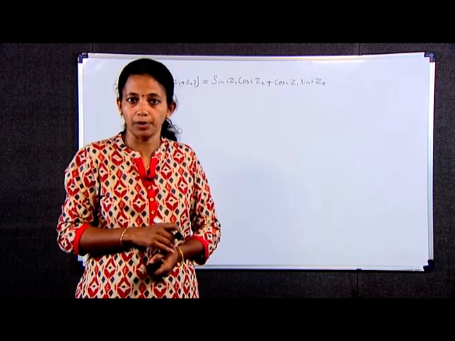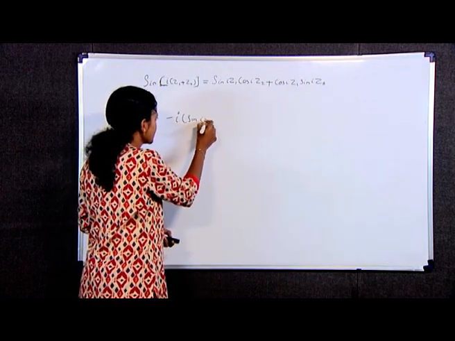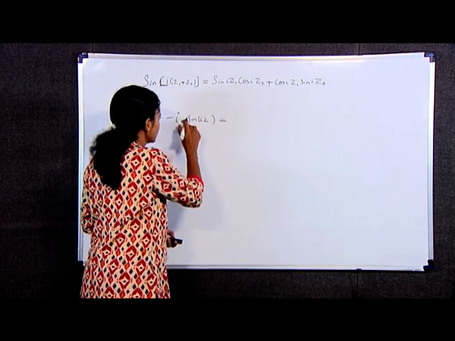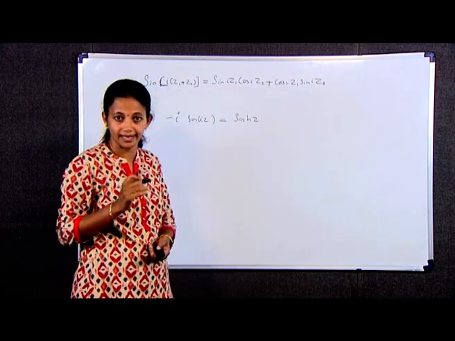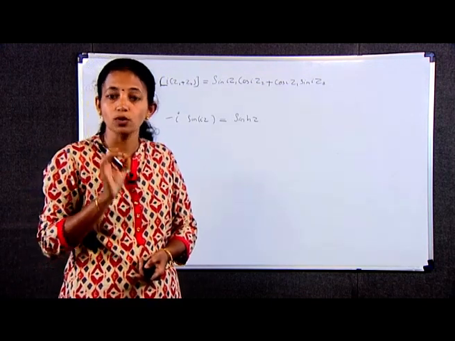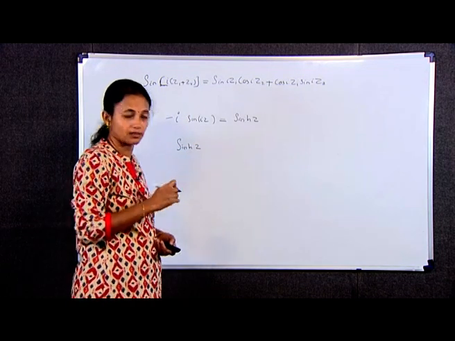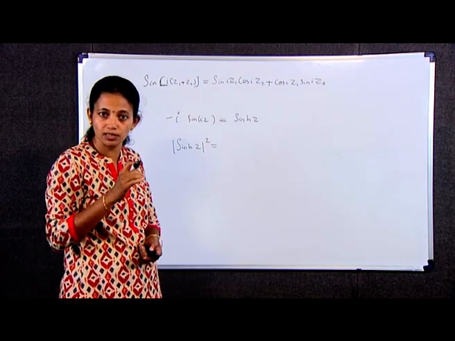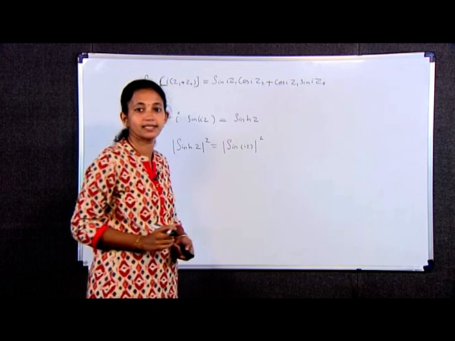According to 3 above, minus i sin(iz) is equal to sinh z. Hence, |sinh z| squared is equal to |i sin(iz)| squared, which is equal to |sin(iz)| squared. That is, the modulus of sinh z squared is equal to the modulus of i sin(iz) squared, which is equal to the modulus of sin(iz) squared.